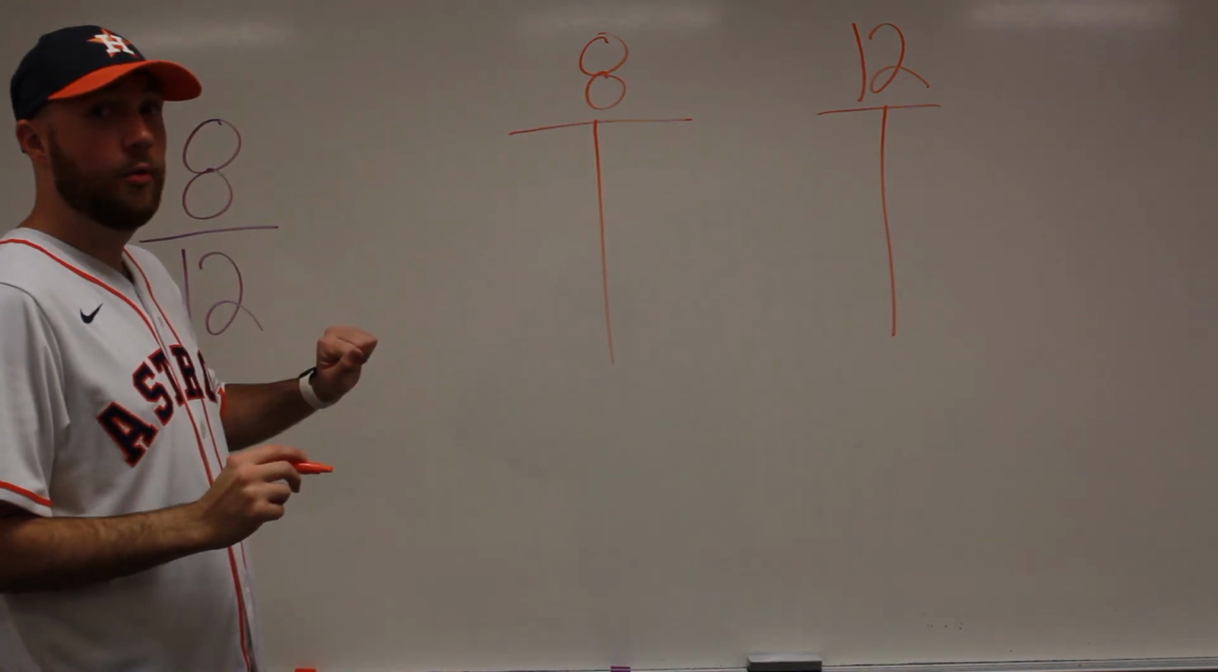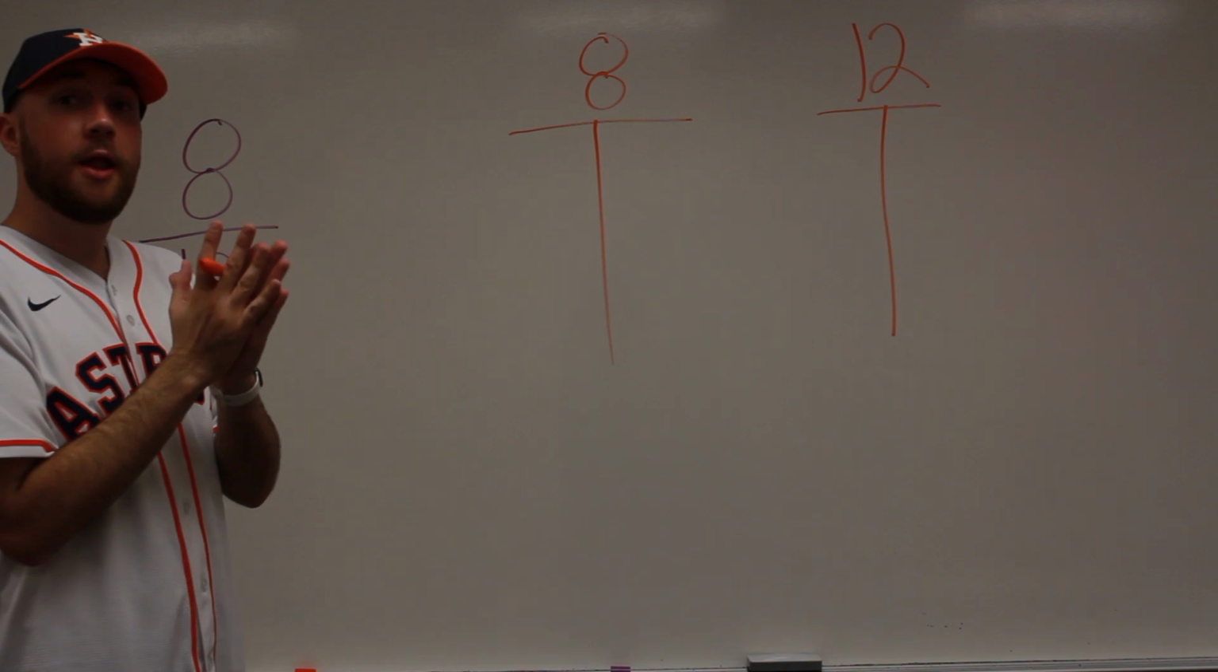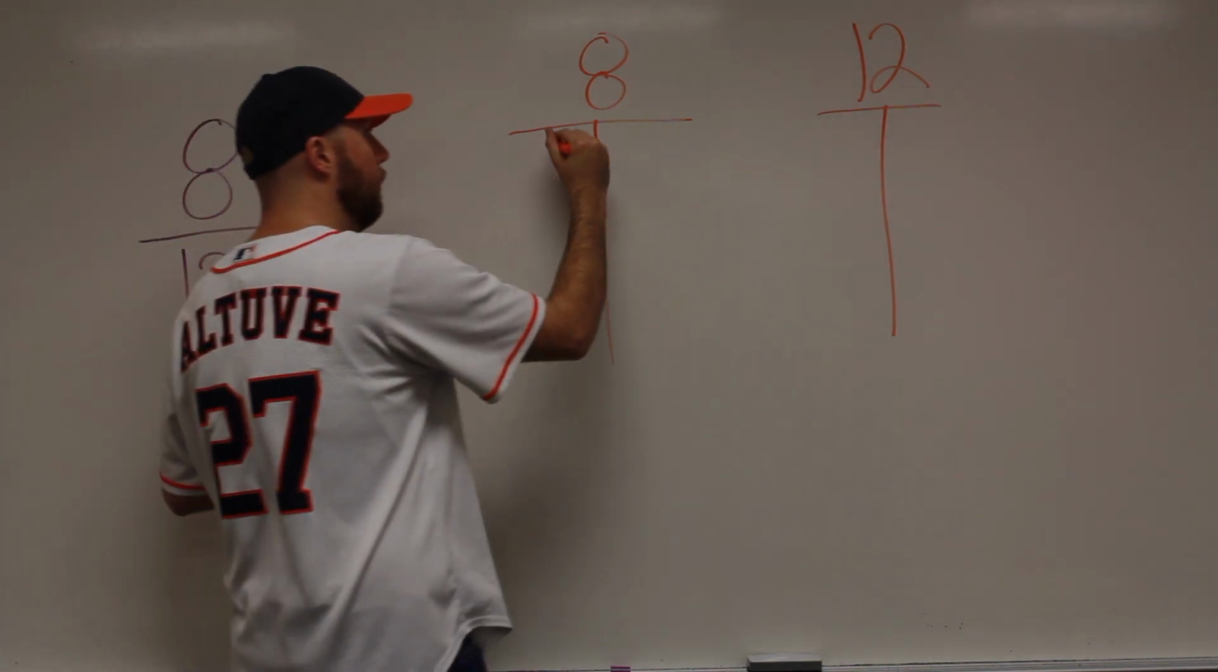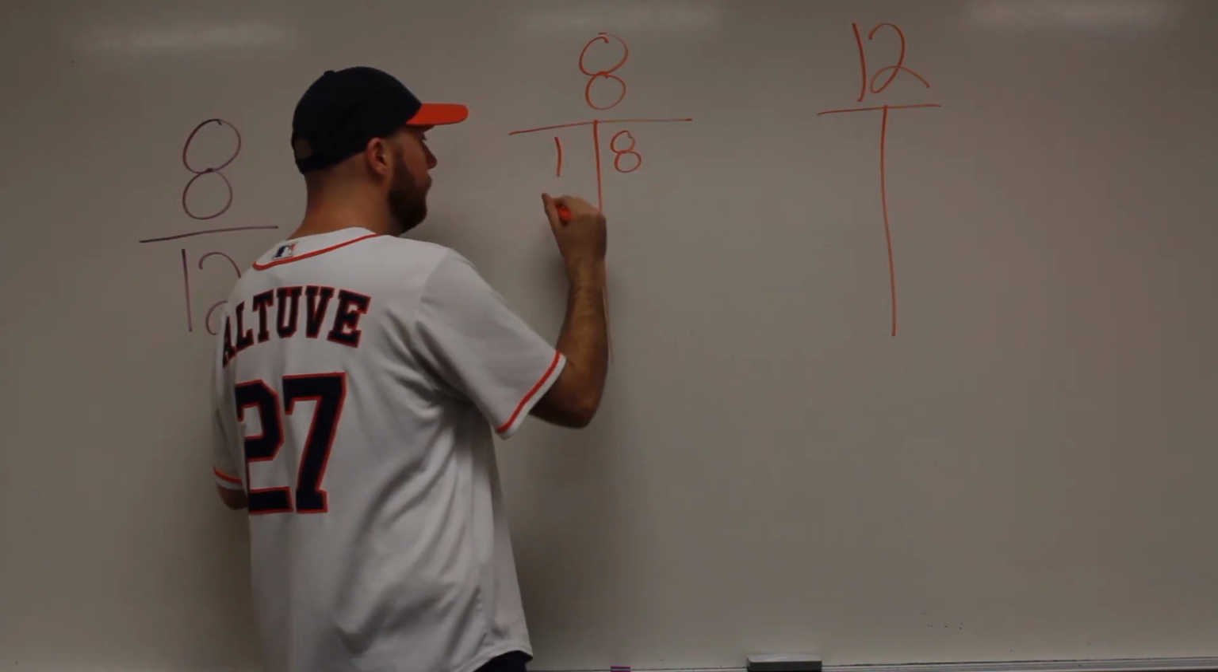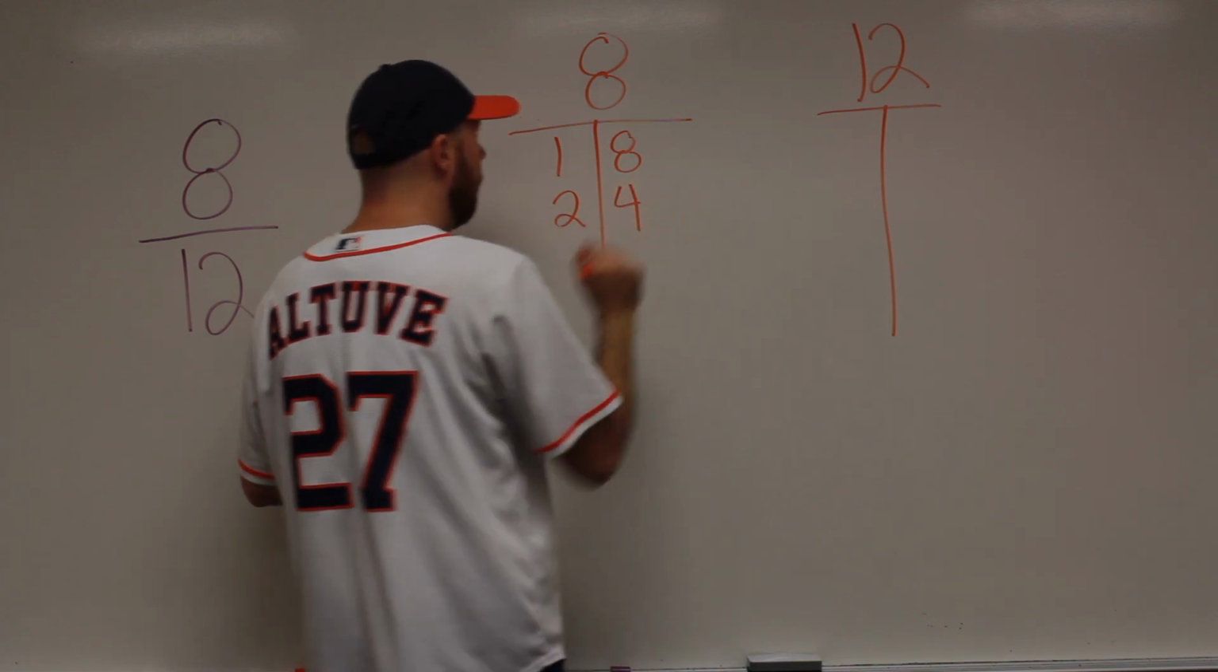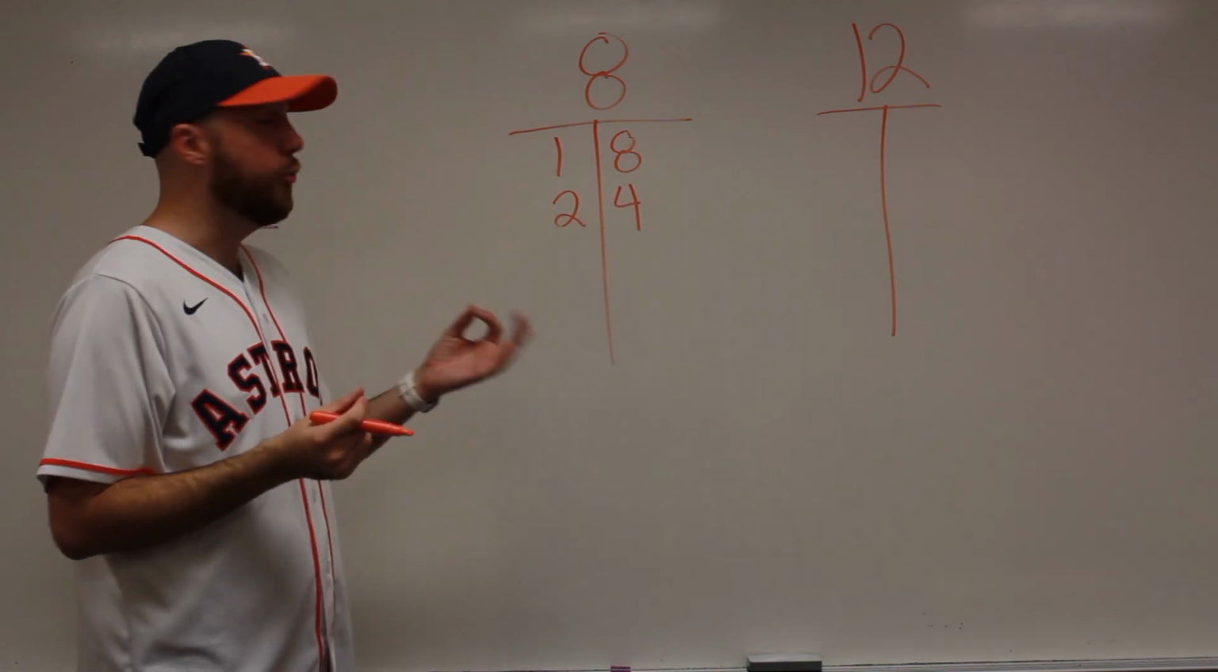So I'm going to write out what I can multiply to get 8. I can multiply 1 times 8. I can do 2 times 4. And that's about it. Okay, 3 doesn't go into it.